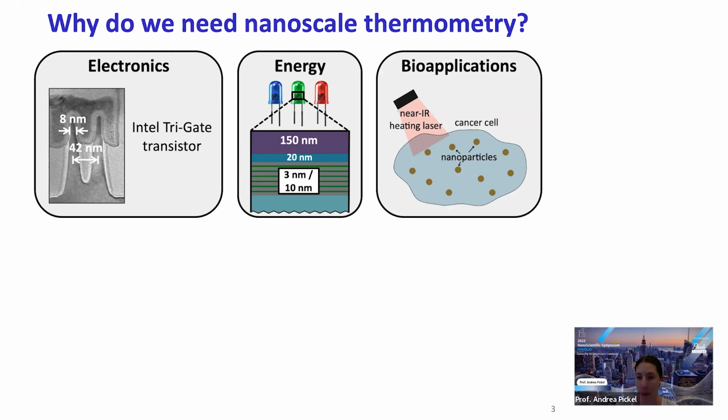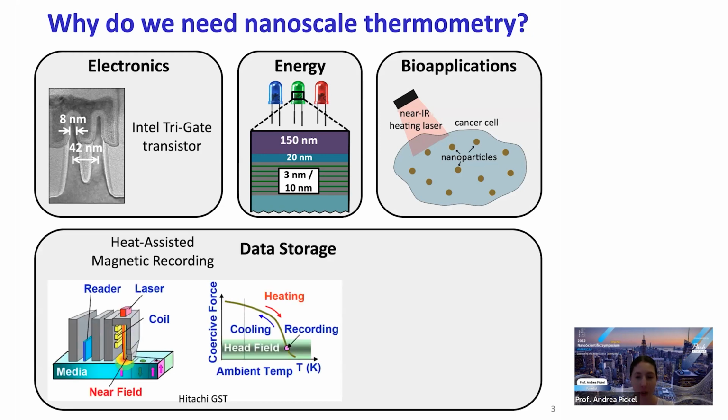On the other hand, there are also applications where rather than being parasitic, localized heating can actually be desirable if it's carefully controlled. One example there is thermal cancer therapies, where nanoparticles are embedded in cancerous cells, and then a laser is used to heat the nanoparticles with the goal of killing the cancer cells while leaving the healthy tissue intact. Another example where controlled localized heating can be desirable is in some next generation hard drive technologies.